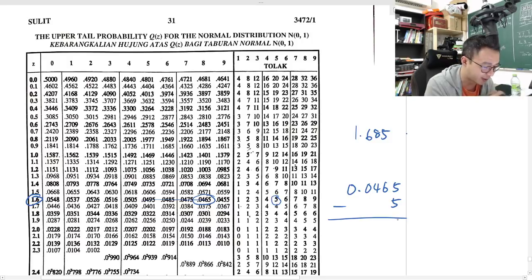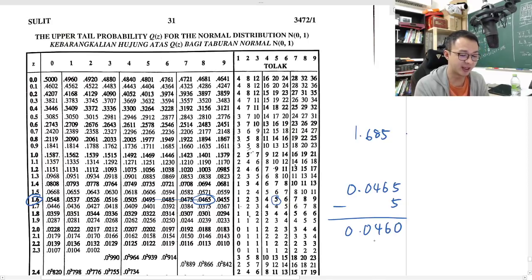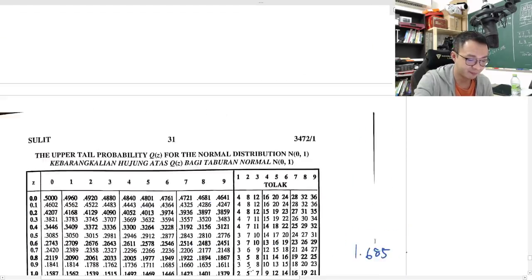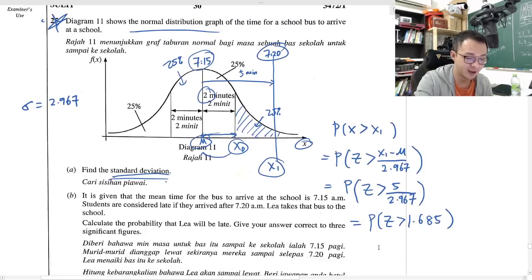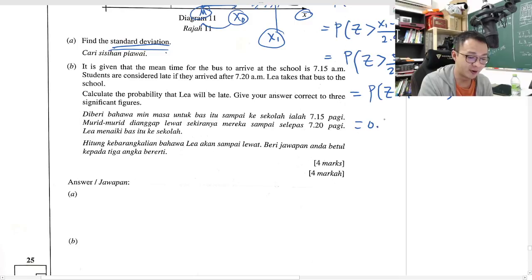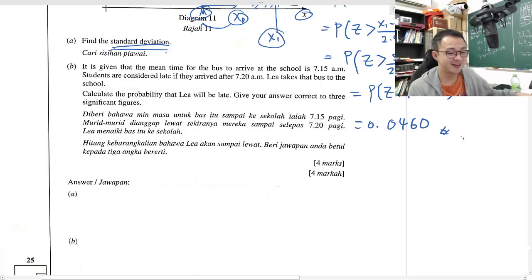Am I correct? 1.685. Okay. So it'll be 0.0460, because they asked for 3 significant figures, right? Okay. So it will be 0.0460. Yep. This is how we do this kind of question.